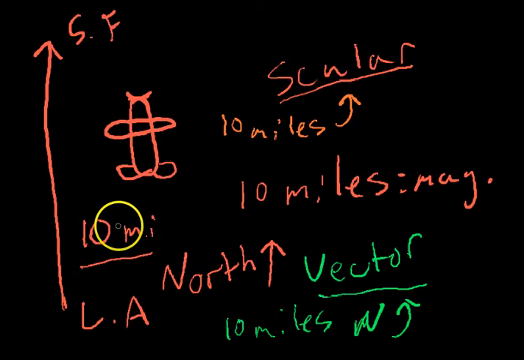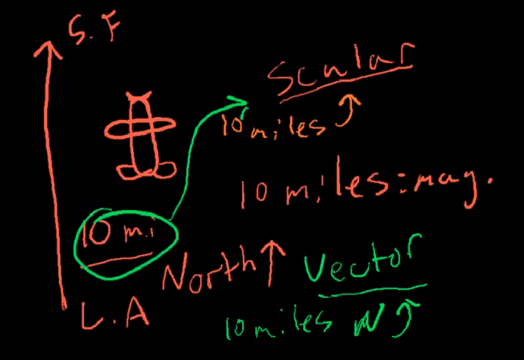Magnitude only, scalar. Direction, vector, okay? So that's a good way to think of it. Think of LA to San Francisco, okay? And now we're going to go back and talk about solving for vectors, which may sound a little complicated because you hear solving and you think math, but really it's very simple.